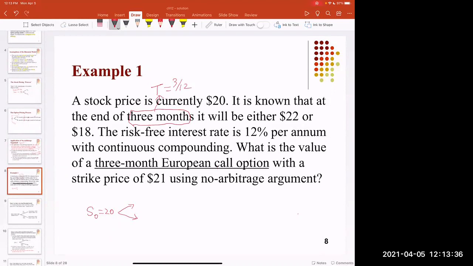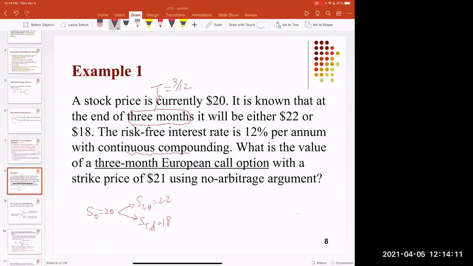The stock price will be either 22. When stock price goes up, STU is 22. When stock price goes down, STD is 18. So this is the binomial tree for stock. The risk-free interest rate is 12% with continuous compounding. When you do compounding or discounting, you need to use continuous compounding. What is the value of the 3-month European call option with the strike price?